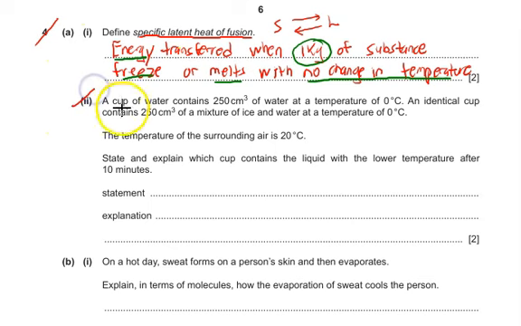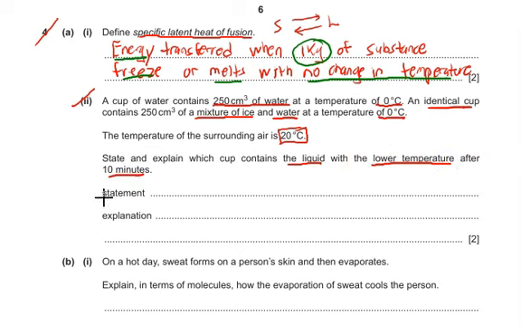Okay, the next one here. A cup of water contains 250 centimeter cube of water at a temperature of 0 degrees Celsius. An identical cup contains 250 centimeter cube of a mixture of ice and water at a temperature of 0 degrees. The temperature of the surrounding air is about 20 degrees Celsius. Now state and explain which cup contains the liquid with the lower temperature after 10 minutes. This is the statement and this is the explanation.